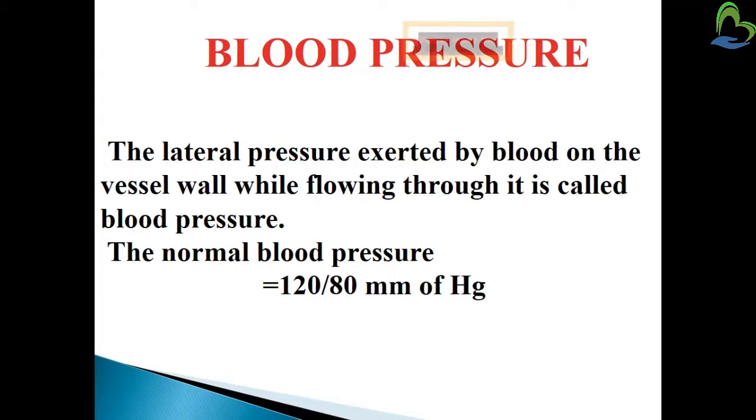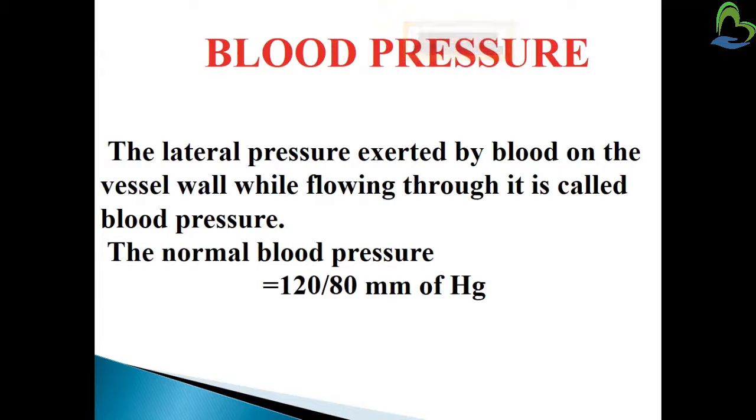So the normal blood pressure, we count as a range, systolic and diastolic. Systolic is 120 and 80 is diastolic blood pressure, and the unit for calculating the pressure is mm of Hg. That is, the pressure the blood exerts towards the walls is counted in units of mm of Hg.